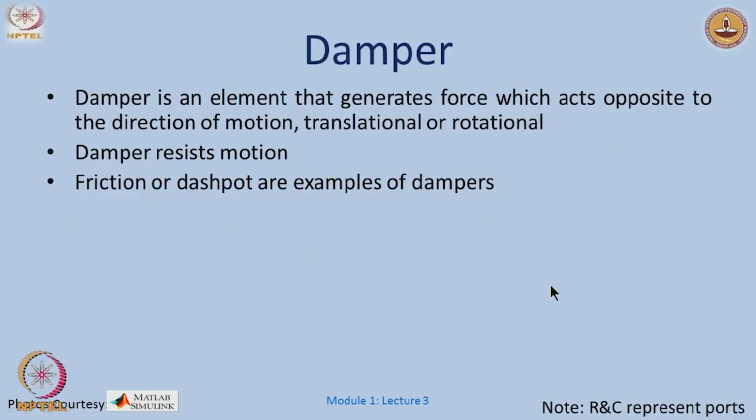Okay, so the second element is the damper. Well, what is this? The damper is an element which generates a force acting opposite to the direction of motion, right? It essentially blocks or resists the motion. What are the examples? Natural friction, which happens when we walk or when we drive a car, or a dashpot.